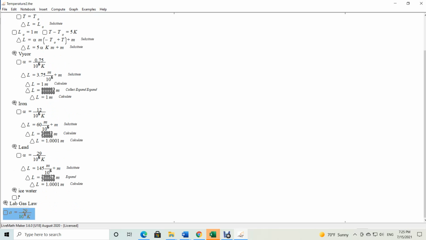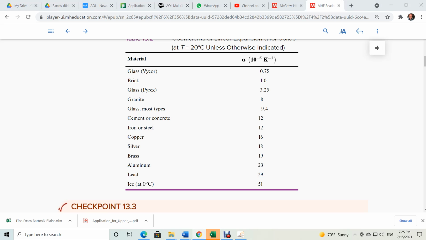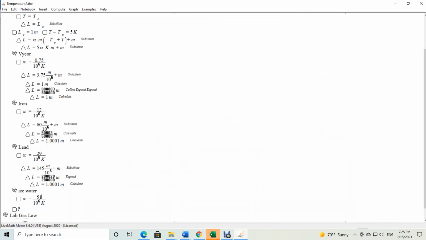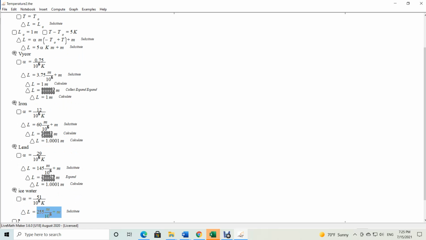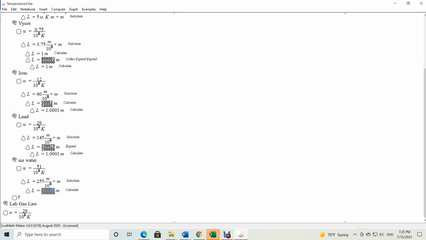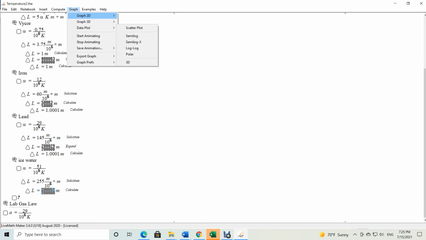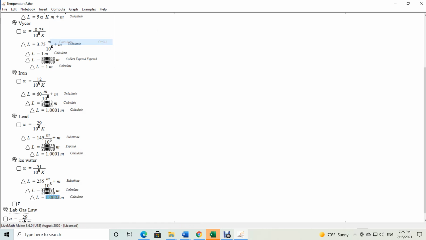For ice water, here we go. Ice water is going to be what? 51. Substitute again, right in here. Click and drag. And we can calculate. What do we get? It's also around the same value that you saw. Oh, just a little bit more, 0.0003 meters.